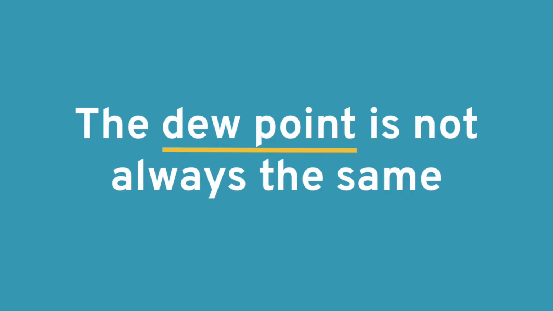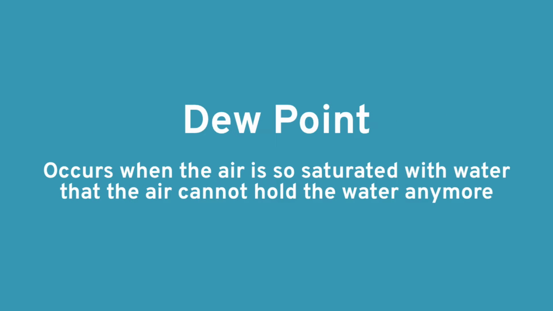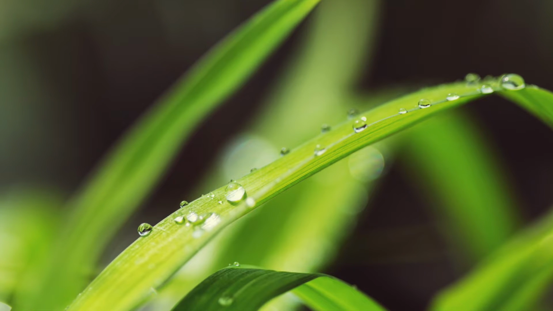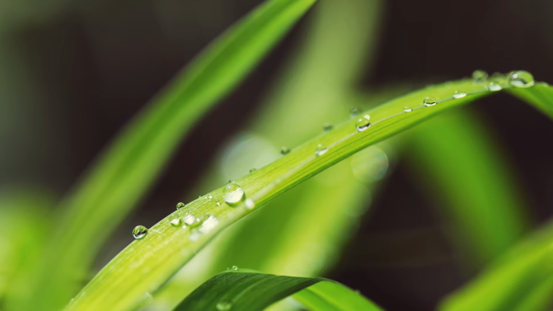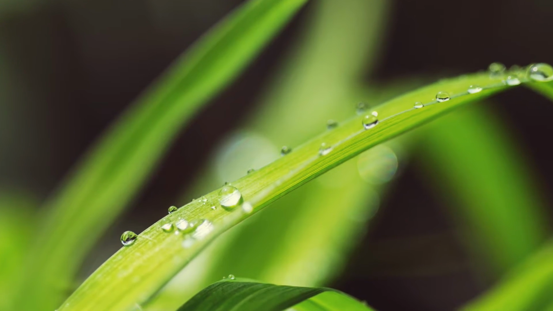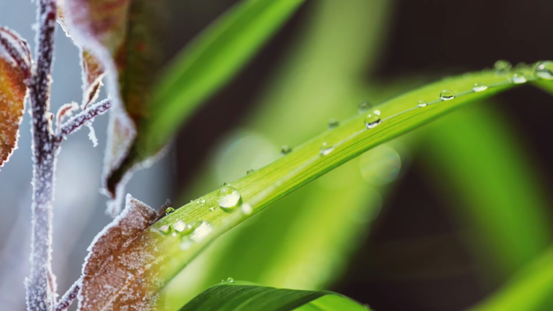The dew point is not the same everywhere, all the time. It depends on different atmospheric conditions. The dew point occurs when the air is so saturated, or filled with water vapor, that the air cannot hold the water anymore. Warmer air can hold more water, so that is why you tend to see dew form at night, because the air is colder at night and therefore cannot hold as much water.